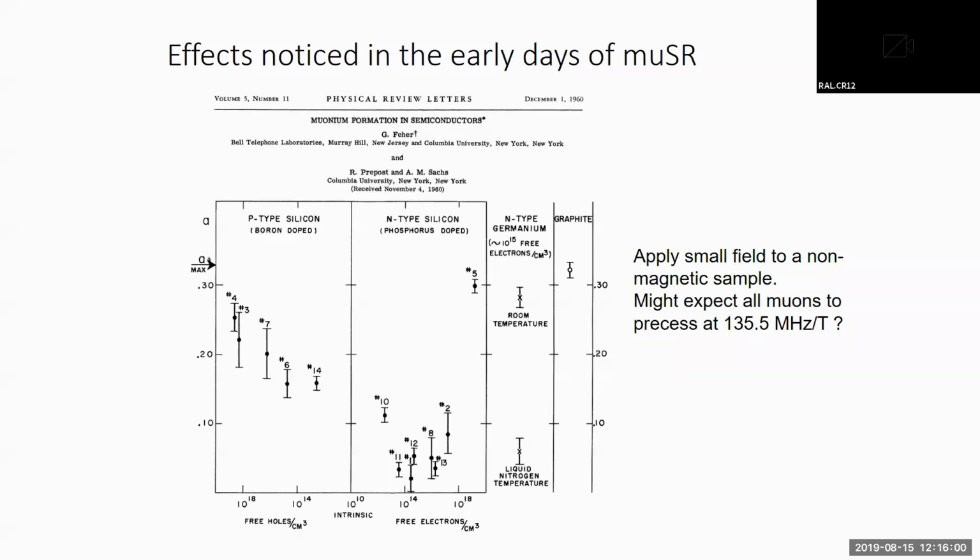And they found variations here. So you might expect that all the muons possess the same frequency and the same amplitude, but it's varying. What's actually happening, of course, is that some muons form muonium, and that's very sensitive to the Fermi level and the doping in the semiconductor.